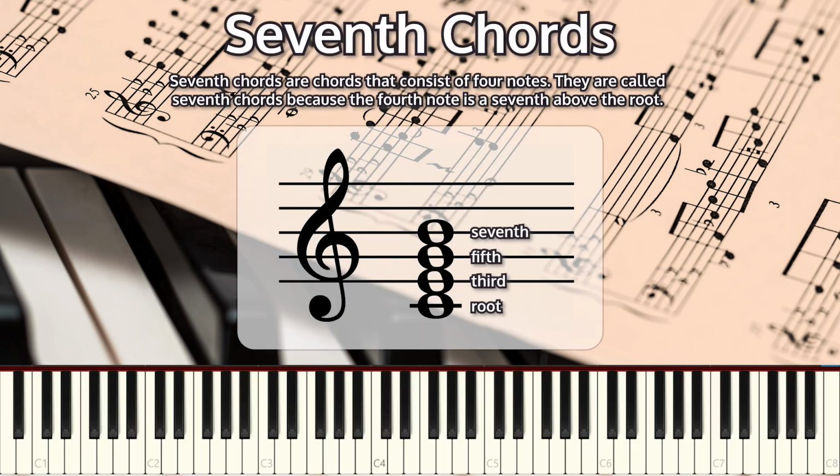Seventh chords are chords that consist of 4 notes. They are called seventh chords because the fourth note is a seventh above the root. The other group of 4-note chords are the sixth chords.